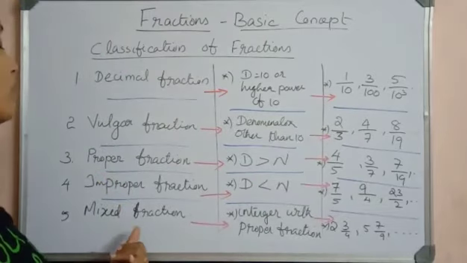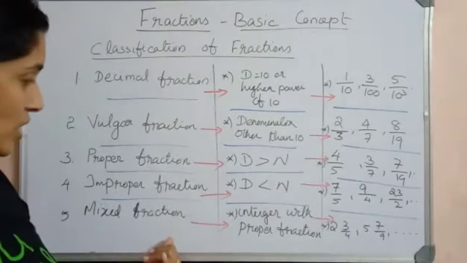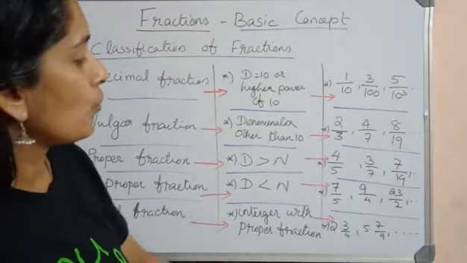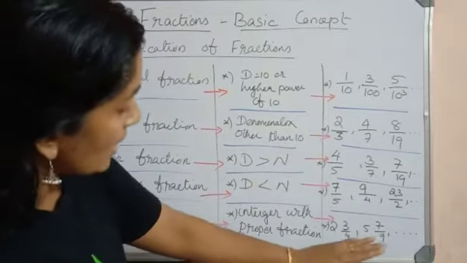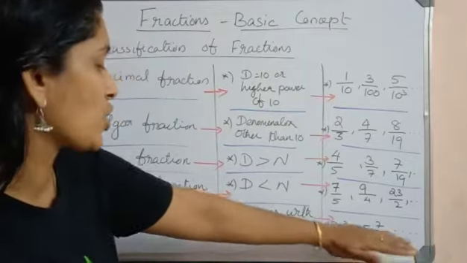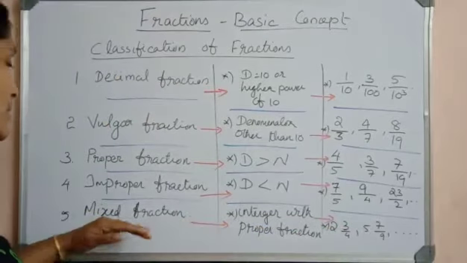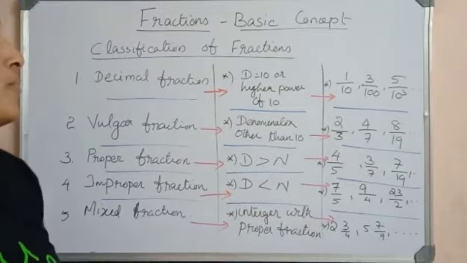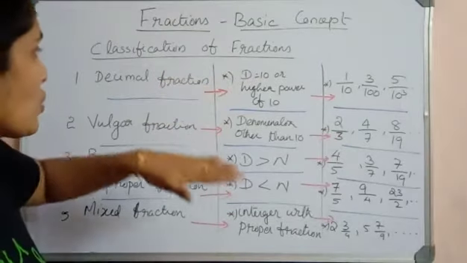The next is the mixed fractions. Mixed fractions have an integer with a proper fraction. 2, 3 by 4; 5, 7 by 9. There is an integral part as well as a fraction, and that should be a proper fraction. Those are the examples of mixed fractions. So a mixed fraction has an integer with a proper fraction. These are the classifications of fractions.